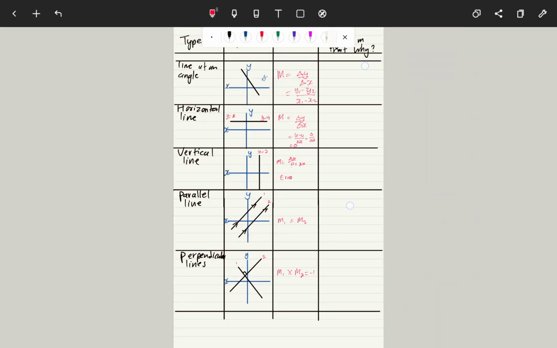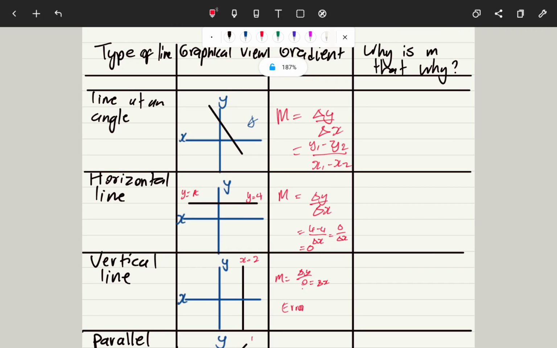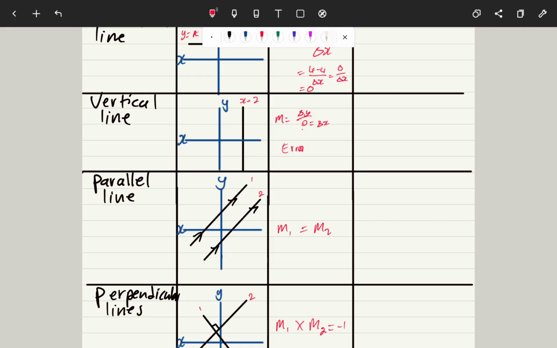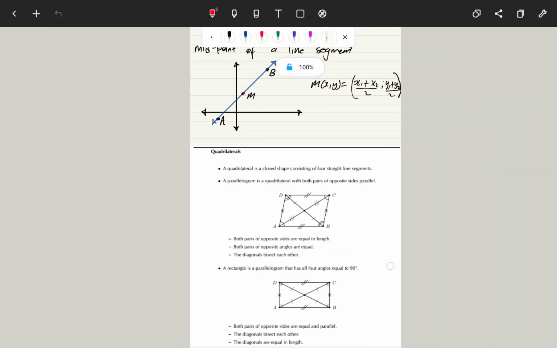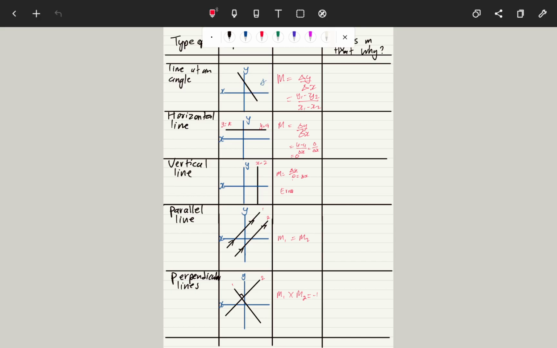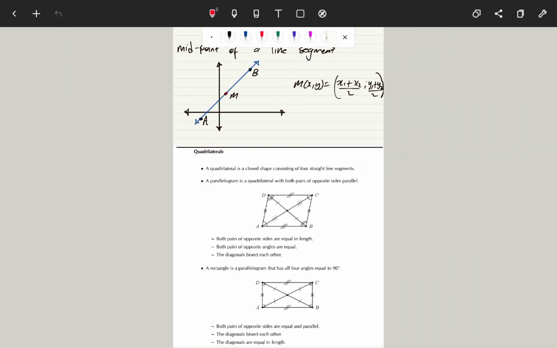I didn't write anything under the column of why that is the case, why m is the way it is. Simply, while I was talking about the gradient, I was also explaining why it is that way. But yeah, cool. Let's continue.